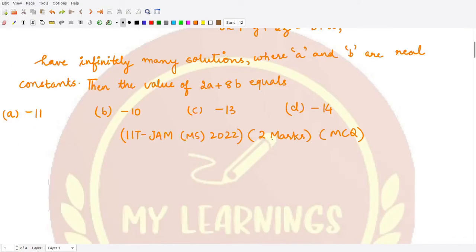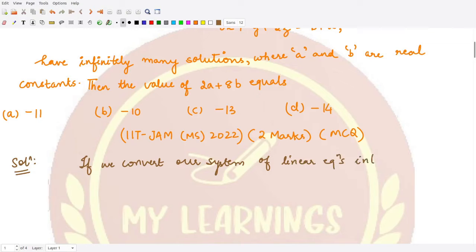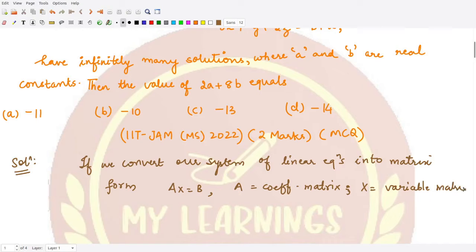Here you should know the result for when a linear system of equations has infinitely many solutions. So what is the condition for that? Let me write it down. If we convert our system of linear equations into matrix form, Ax equals b, where A is the coefficient matrix, x is the variable matrix containing the unknowns, and b is the right-hand side matrix, then we construct an augmented matrix, which is matrix A combined with matrix b.